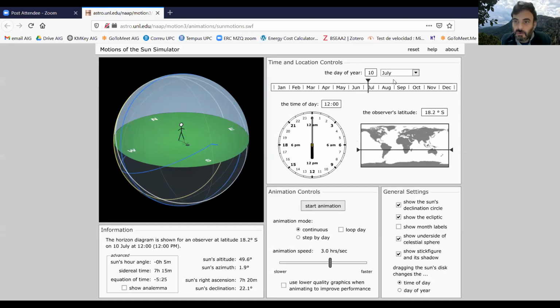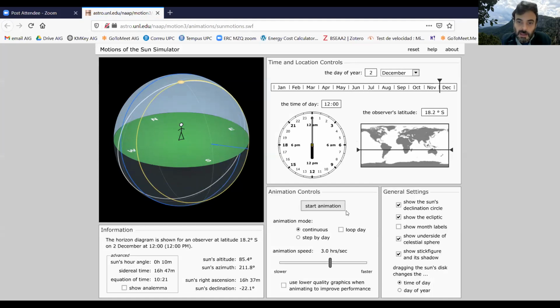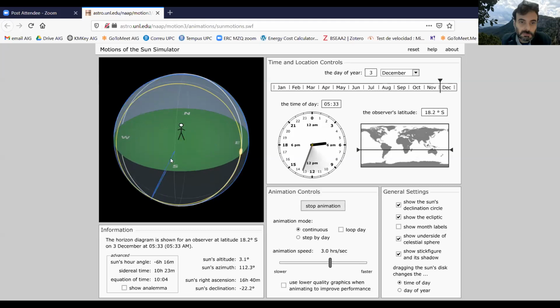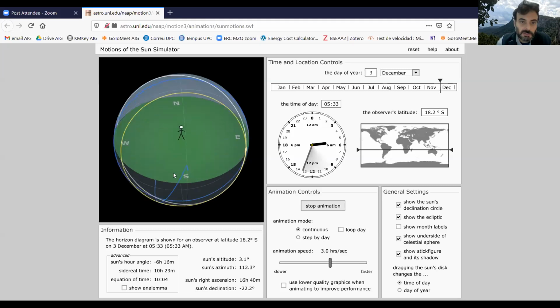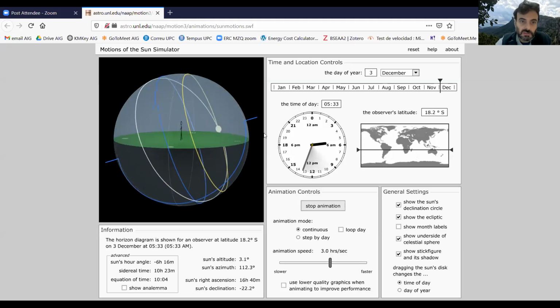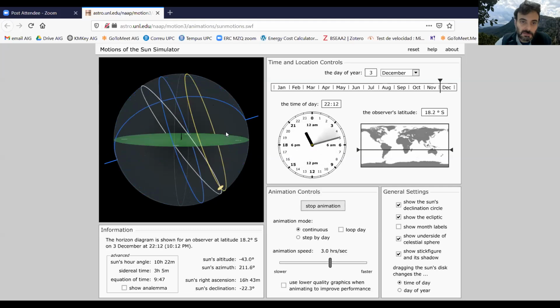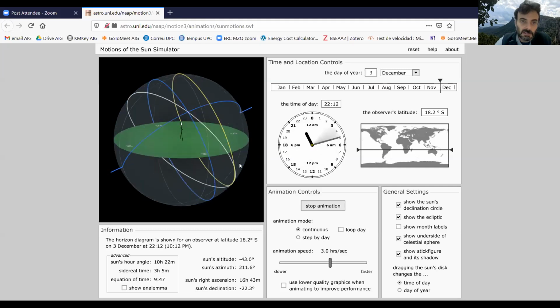We can go now, we are here in December, 2nd of December, today. And then we can run the animation. This is how we will be seeing the sun in Maputo today. If we are a person, and depending on the orientation, you will have, can you see? This is the solar path where we will see the sun.